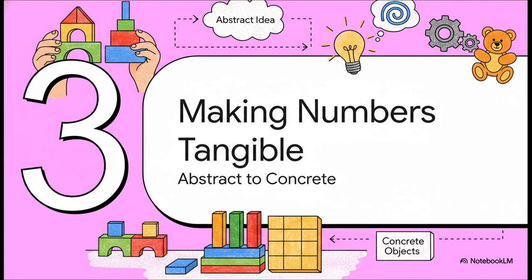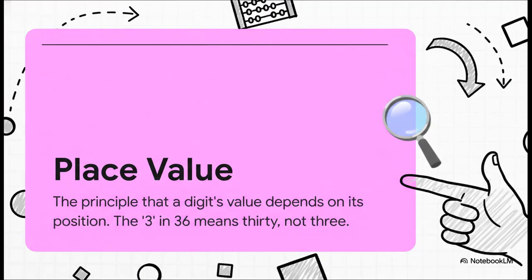All right, so you've hooked them. You've got their attention. But now comes the real challenge. How do you take an invisible idea like place value and make it something a child can actually see, hold, and play with? Okay, first things first, let's be super clear about what we're talking about here.